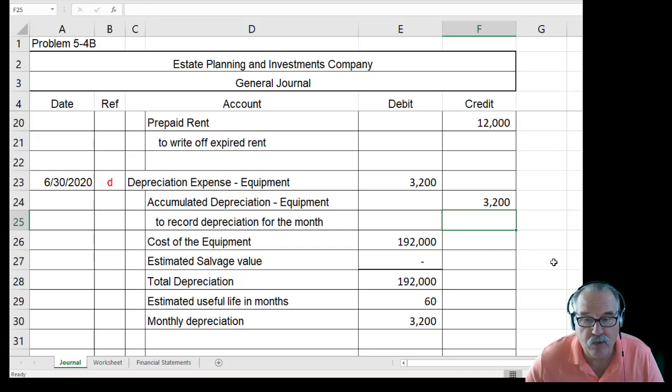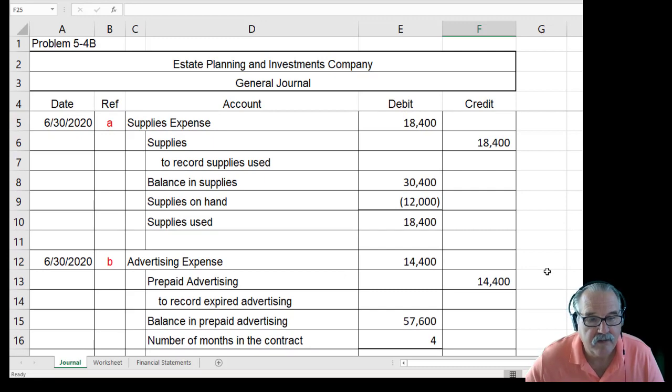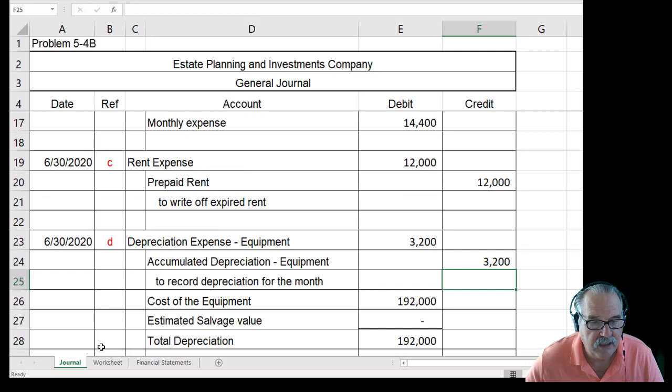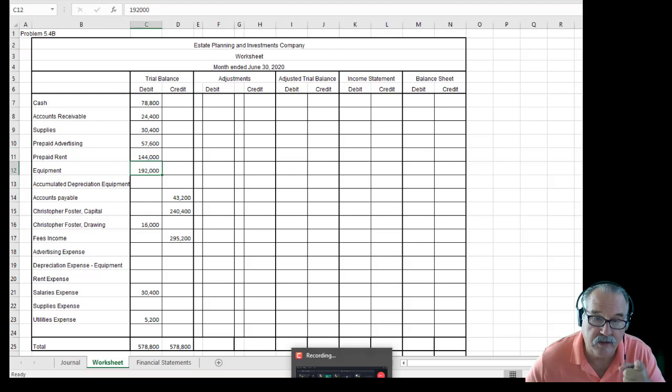Okay, so now I'm going to take and post these 4 adjustments: supplies, advertising, rent, and depreciation, into my worksheet in this adjustments column. So I'm going to stop the video. You can do this yourself and then calculate new balances in all of the accounts. I'll be right back. Do it on your own and then compare to mine.